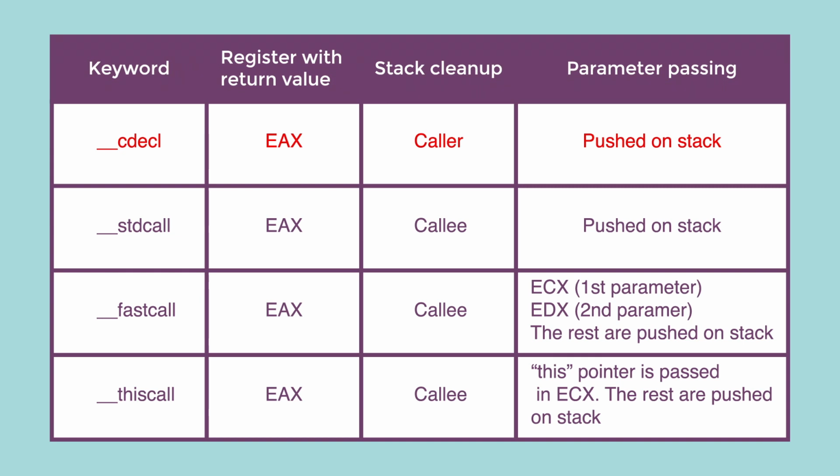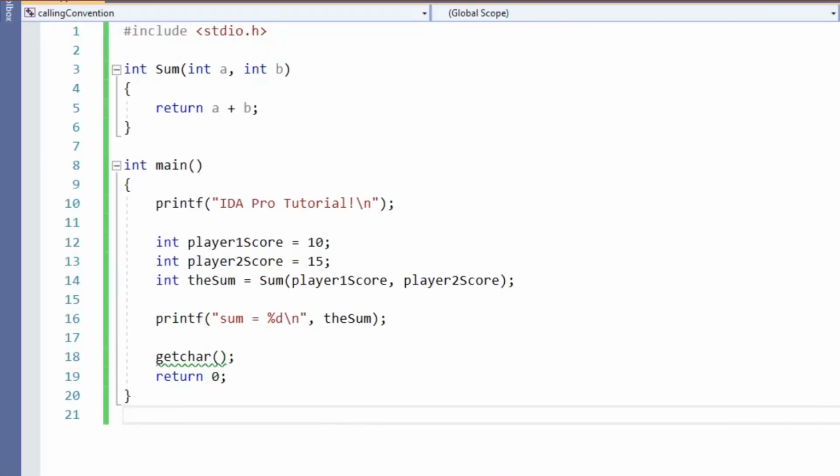CDECL calling convention. The caller function must push and clear the function parameters on the stack. The return value is stored in EAX register. The Visual Studio compiler will automatically use this calling convention for all globally defined functions and static functions of classes. For example, we have some code here for calculating the sum of 2 numbers. Since sum is a global function, its calling convention by default is CDECL.